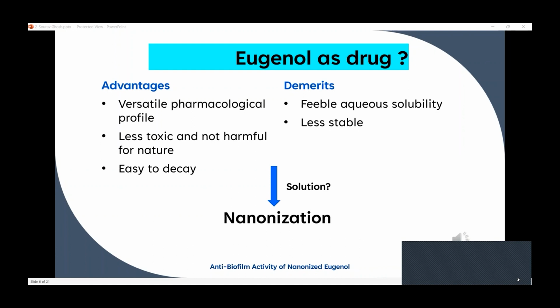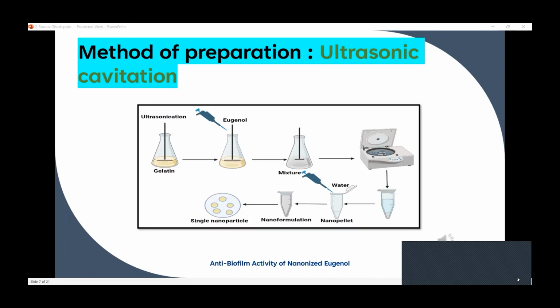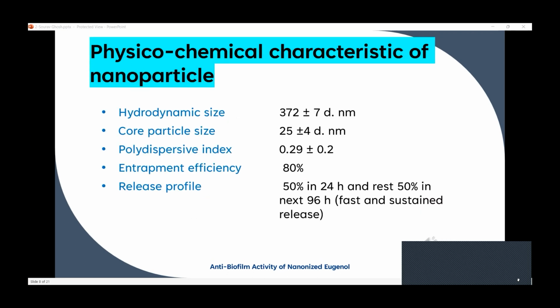Therefore, what will be the solution for eugenol? Yes, you are correct, that is nanonization. Eugenol was nanonized by ultrasonic cavitation. It is simply emulsification of hydrophobic eugenol with hydrophilic gelatin by the process of ultrasonication. Some of the physicochemical characteristics of eugenol nanoparticle are mentioned here, such as hydrodynamic size, particle size, polydispersity index, entrapment efficiency, and release profile of eugenol from gelatin core.